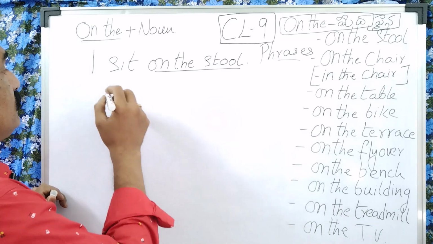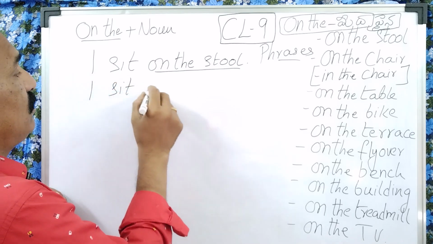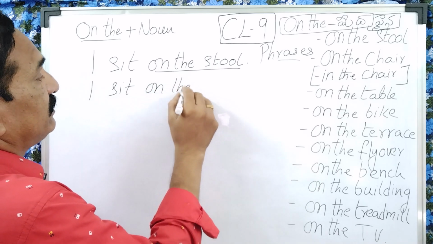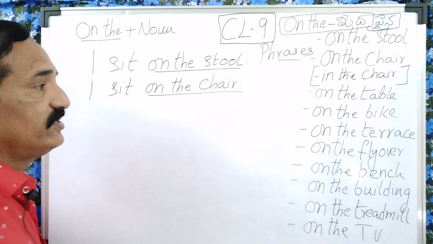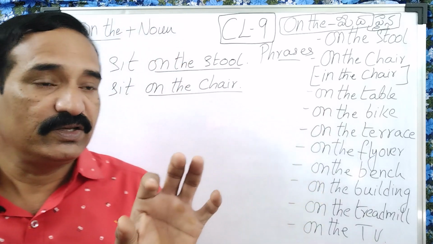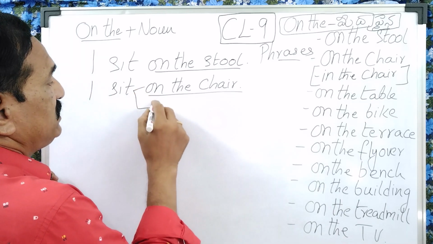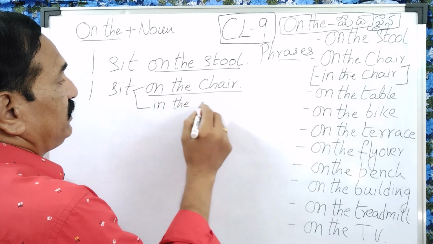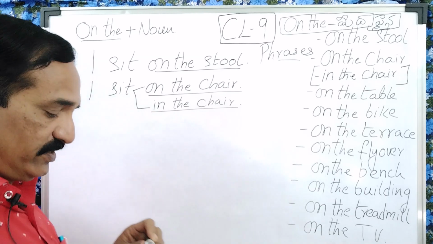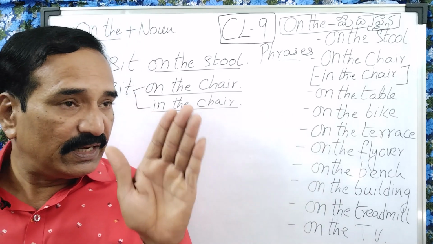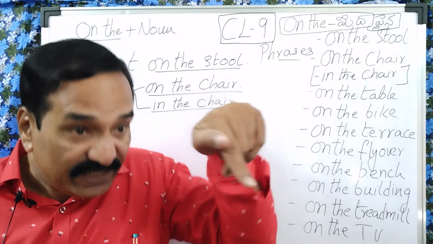Next one. I sit on the chair. On the chair is a phrase. Okay, I'll write this one also. I sit on the chair. I sit in the chair. On the chair, in the chair. I sit on the chair. I sit in the chair.